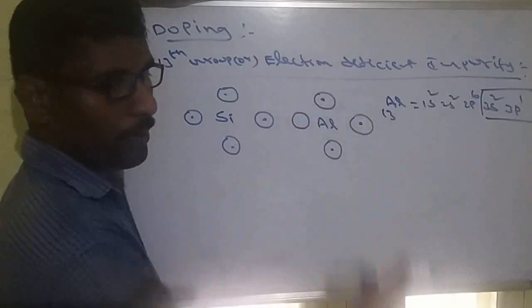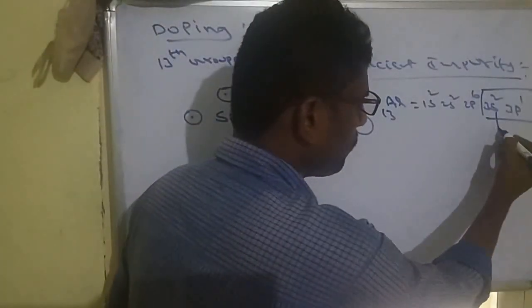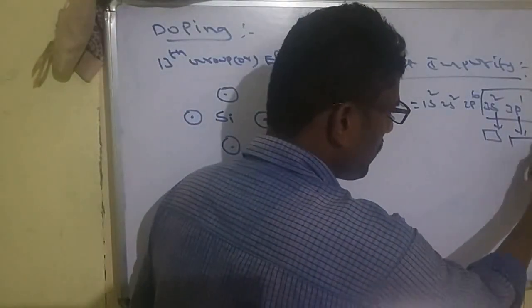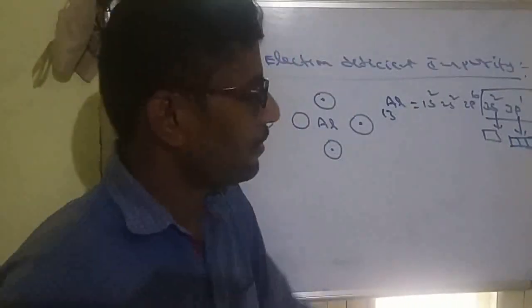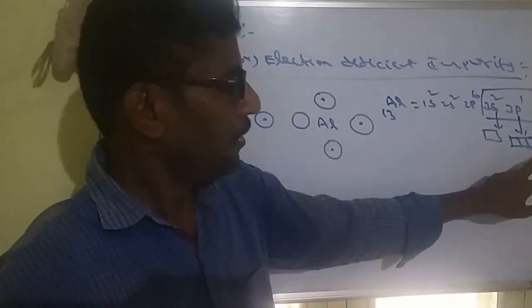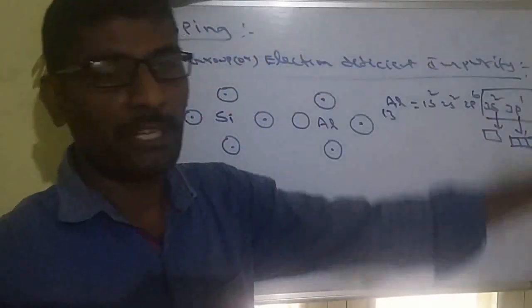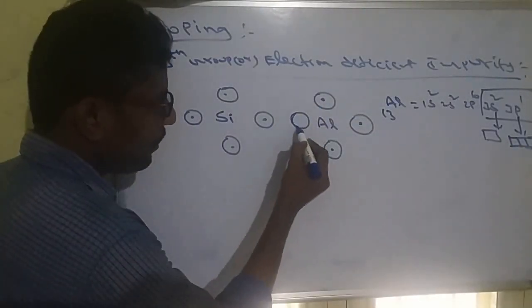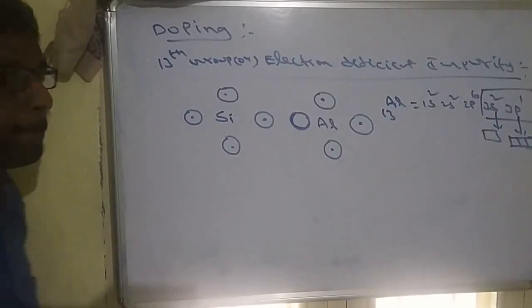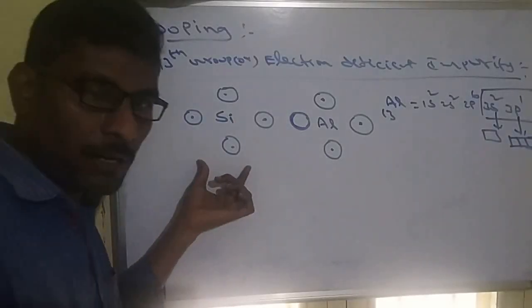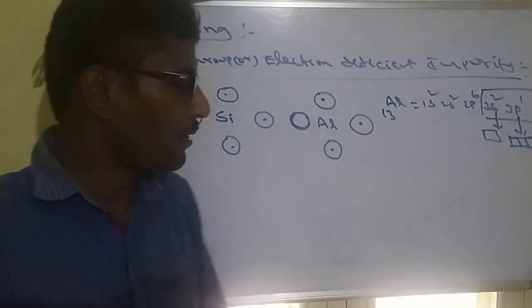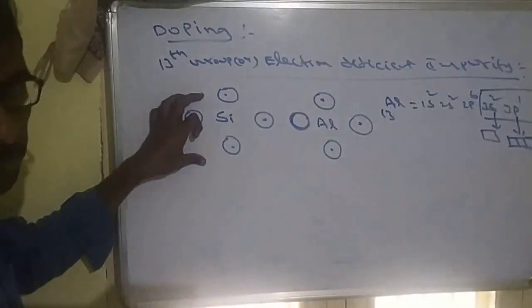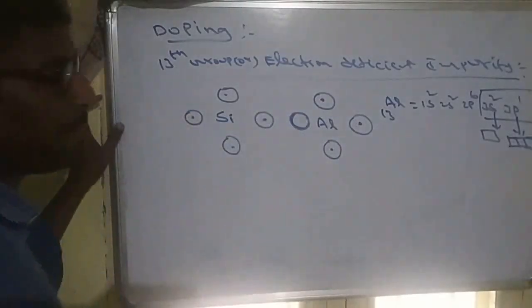But orbitals are 4. Why? This is the s orbital. The s orbital is 1 orbital. This is the p orbital. P orbitals are 3: px, py, pz. So total 4 orbitals. Among these 4 orbitals, only 3 electrons are present. That's right, 3 electrons, 4 orbitals. That means the 4th orbital is an empty orbital. So silicon has 4 electrons and aluminium has 3 electrons. So in this semiconductor silicon, if you are adding aluminium, aluminium has 1 empty orbital.